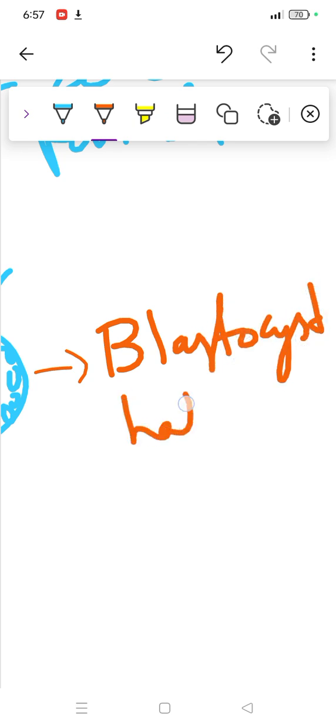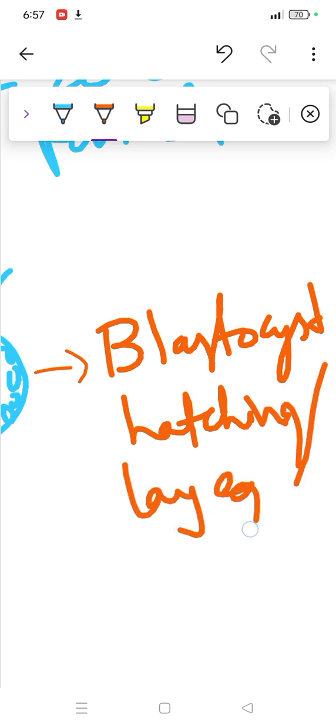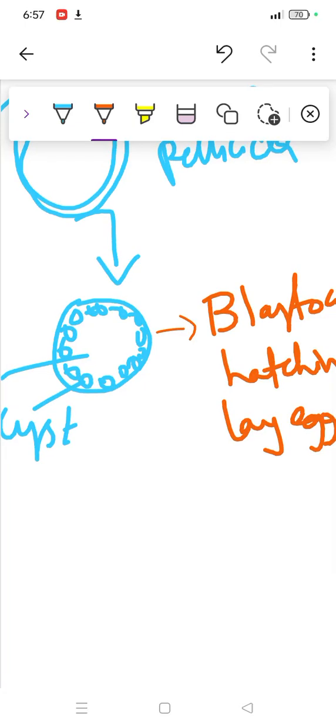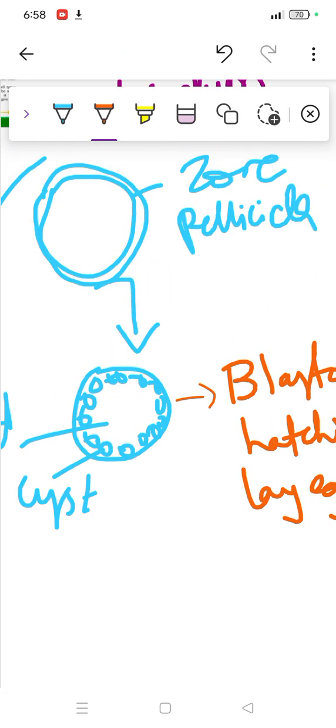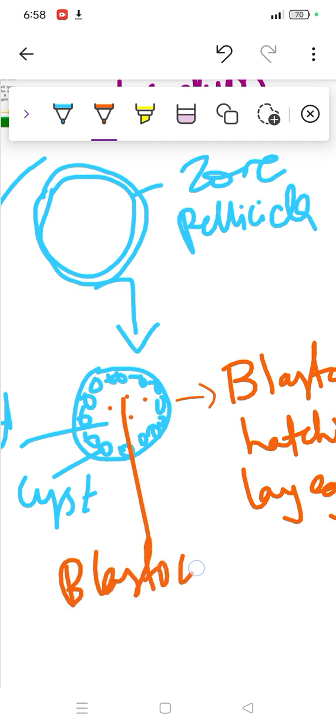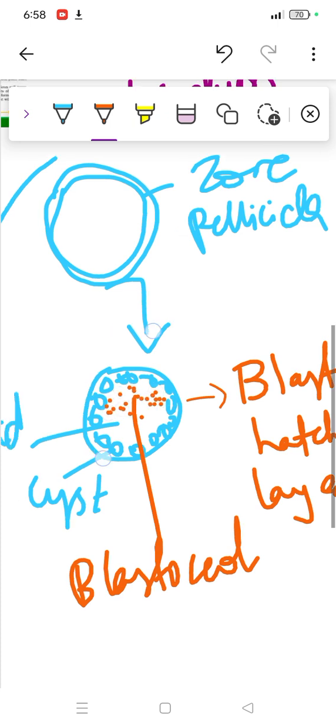Hatching is simply what happens with those who lay eggs. When we consider birds, we say they hatch or they're hatching. It means they're laying eggs. So when all these things happen, what will you see? Here, this entire cavity is called the blastocoel. Then all the other cells form near one side, which is called the trophoblast.